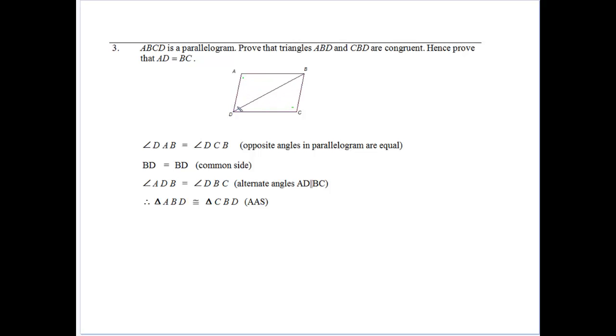So ADB and DBC are equal. So we've got two angles, which means all three angles are equal, and we've got a common side. That means the triangles, which are opposite the same angle, must be congruent because they are angle, angle, angle, and then we can say, well, therefore, those two sides must be equal because they're corresponding sides in congruent triangles.